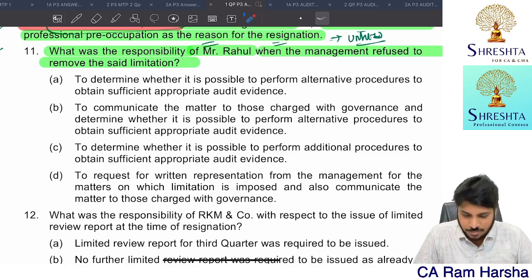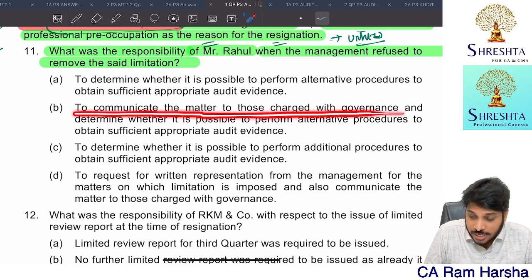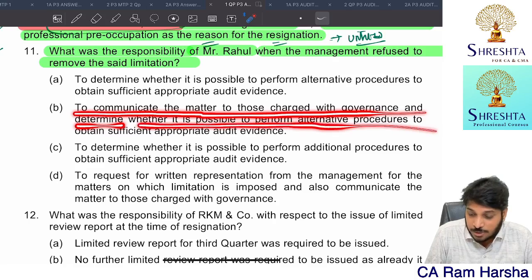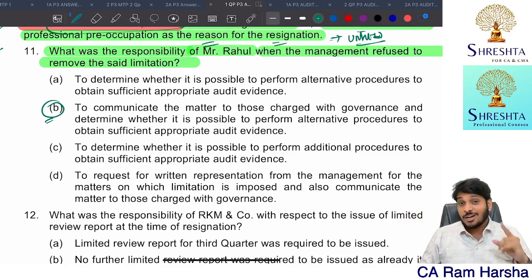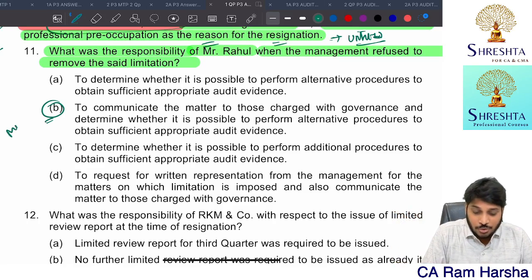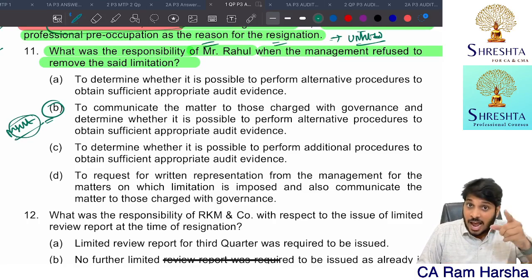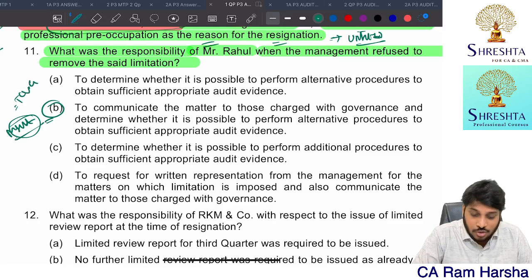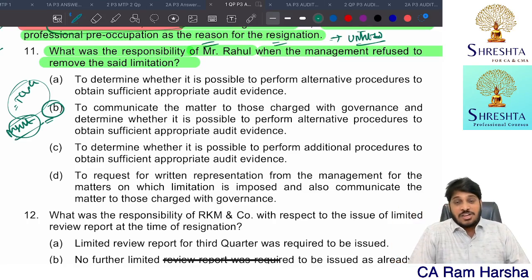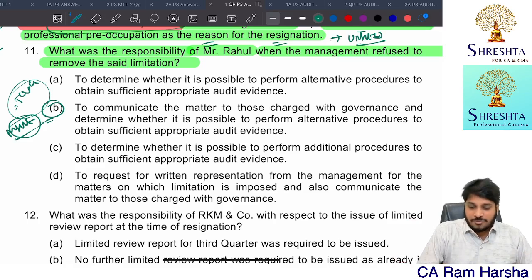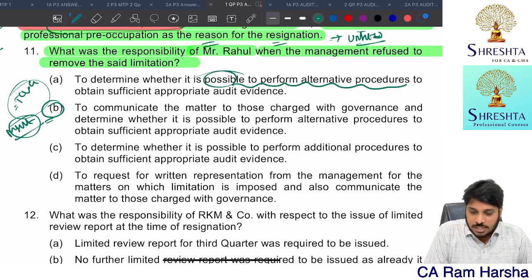Yes or no? To communicate the matter to TCWG and determine whether it is possible to perform alternative procedures. Actually, this answer is very much correct. But in this question, you communicated the difficulty to management already, and management itself imposes the limitation. And we know that management itself is those charged with governance. When management itself is those charged with governance, why should I once again communicate to TCWG? Not required. When both are the same, directly perform alternative procedures. Is it possible or not? You should check. Then we'll see.